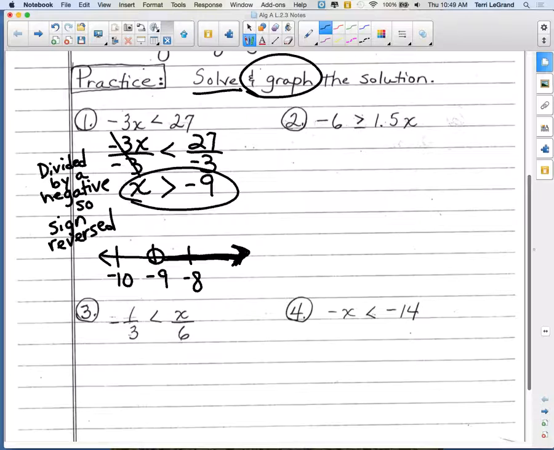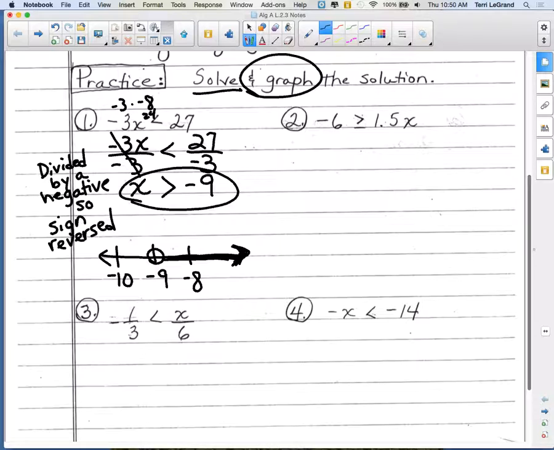But if I just take one of them, if I take negative 8 and put it back up into the original up here, what's negative 3 times negative 8? What is that? 24. Is 24 less than 27?